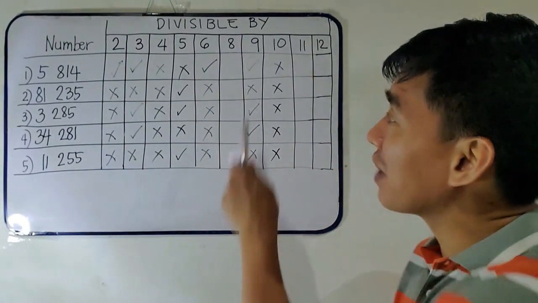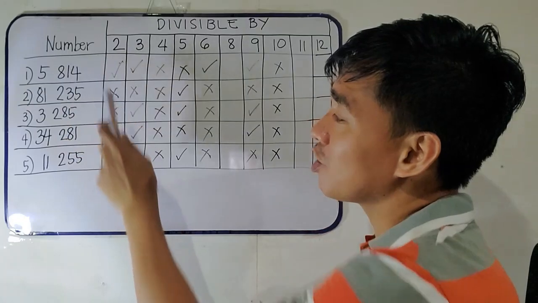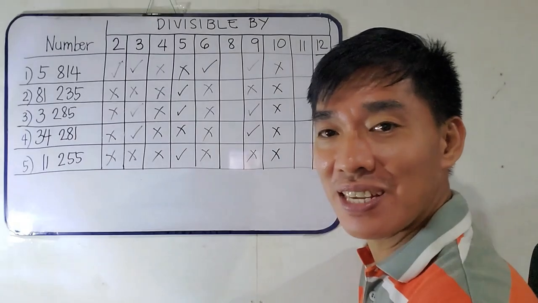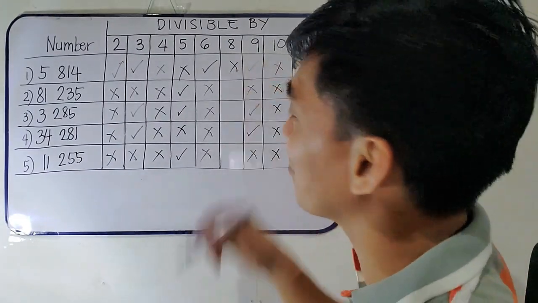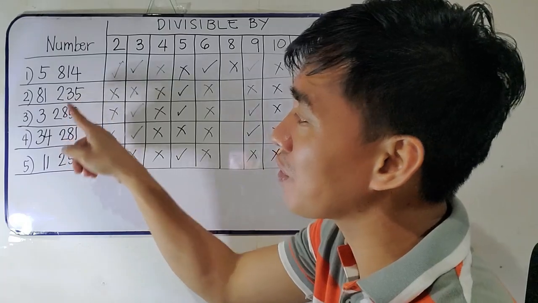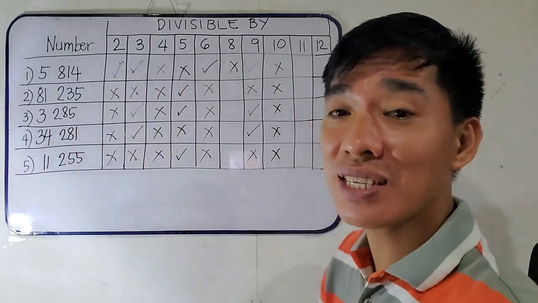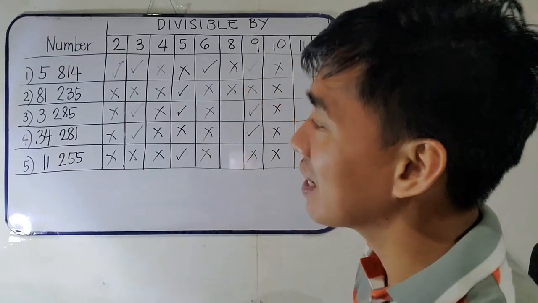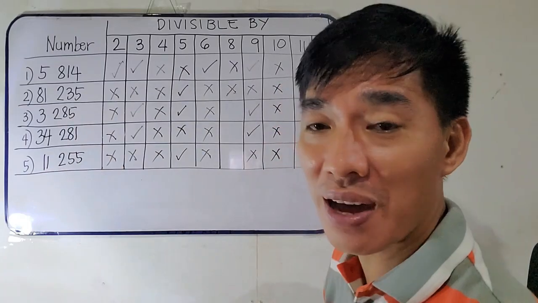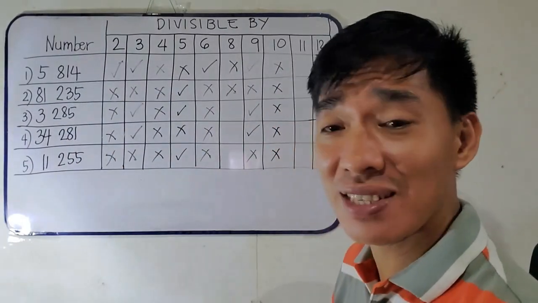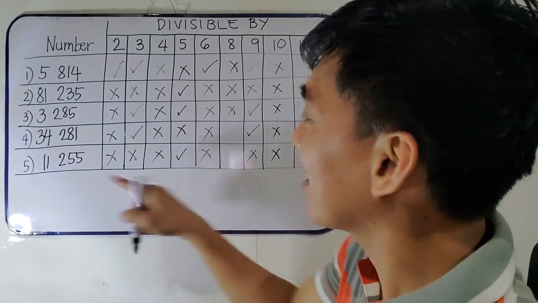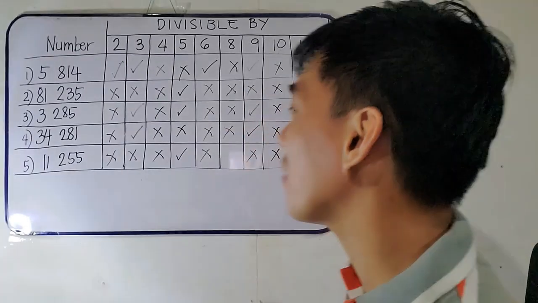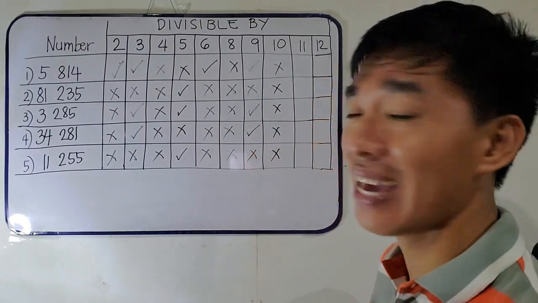For the column of 8 this time, we have to look at the last 3 digits. So 814, 800 is divisible by 8, but 14 is not divisible by 8, so that's not divisible by 8. 235, if it were 240, then that's divisible by 8. So 235 is not divisible by 8. 285 is not divisible by 8. 281, that's not divisible by 8 also. And 255 is not divisible by 8 also.